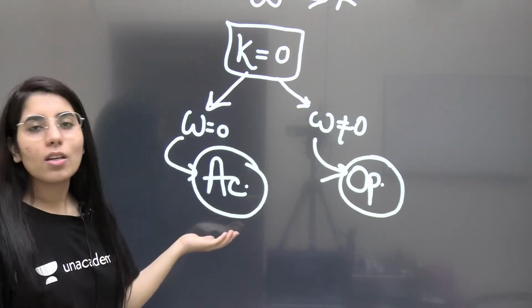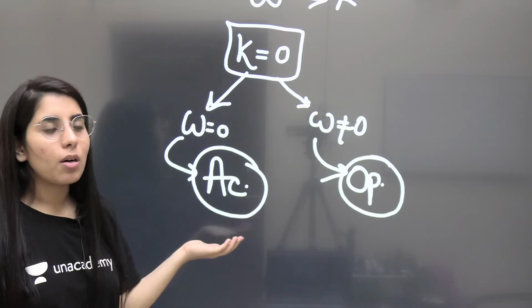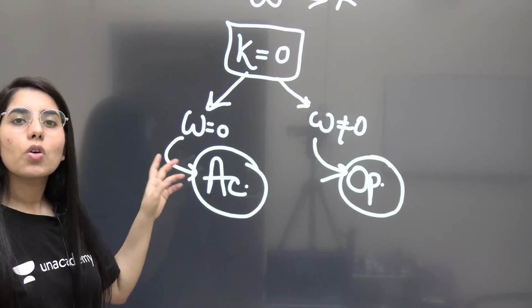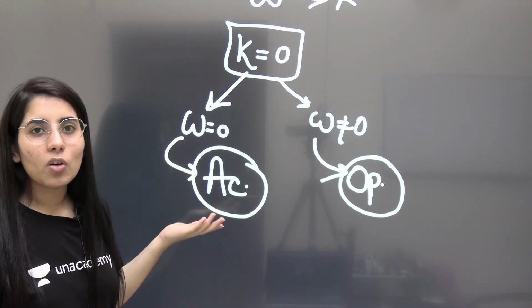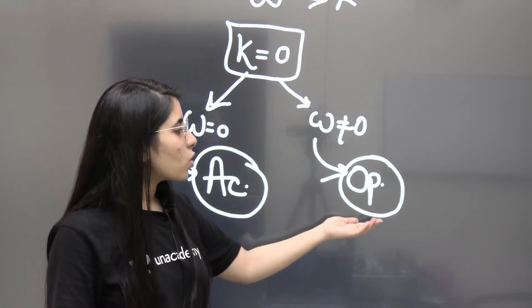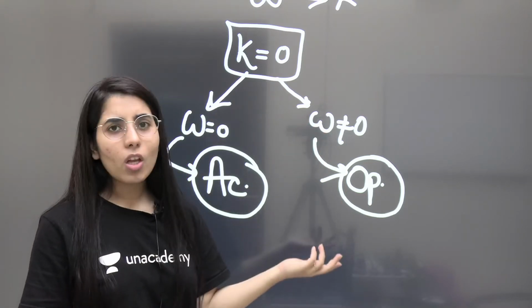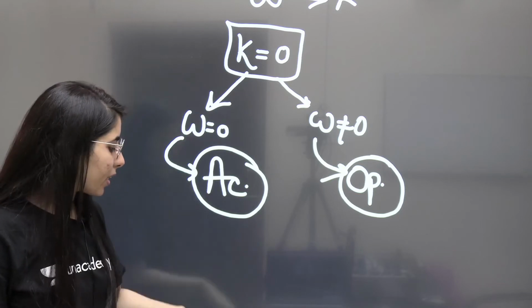But in this case, it was not the first alphabet of this term or the word. So if you are getting 0, you will say it's acoustical. It needs more 0 to have great impact, and this one was already having it. So non-zero will be representing the optical branch.